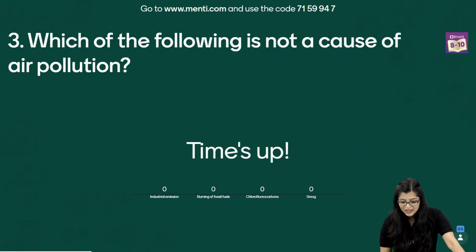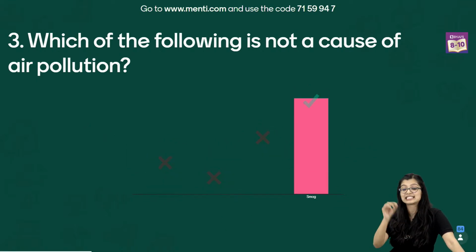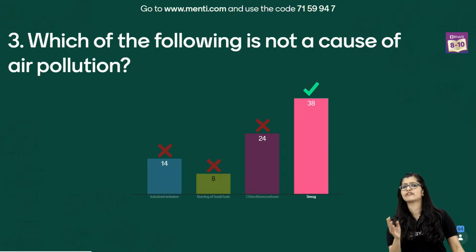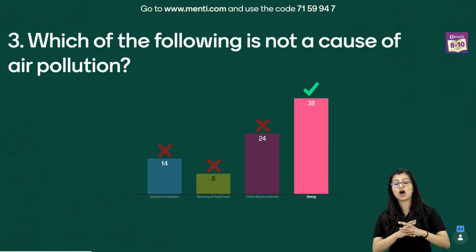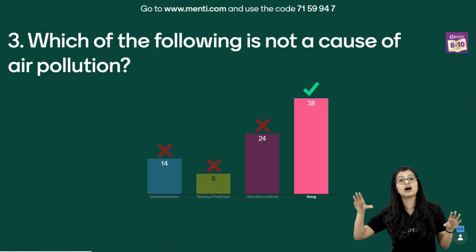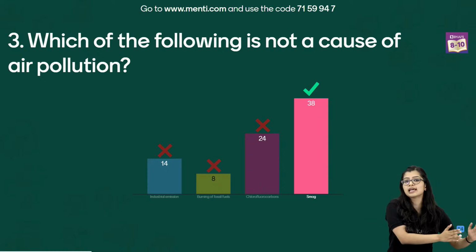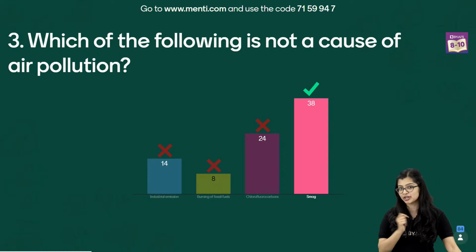And time's up. The correct answer here is smog, and I can see that 38 of you have got this right, while some of you have gotten confused with the other options. So I will discuss this, okay? We're talking about which is not a cause of air pollution, or we're trying to figure out what all the causes are and then eliminating which is not a cause.